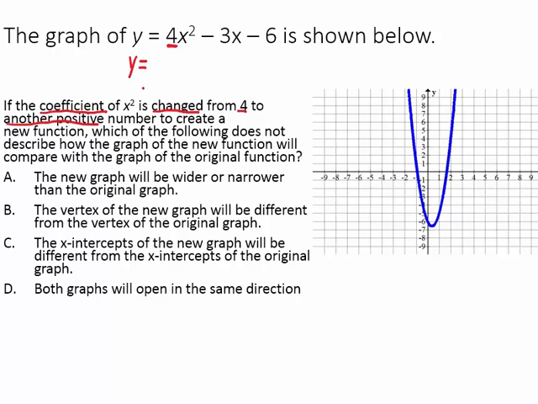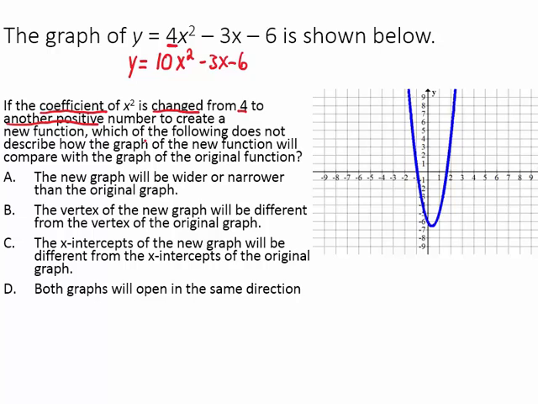Now it doesn't tell us what to change it to. It just says that it's going to be changed to another positive number. So it just needs to be positive. So I'm going to pick another positive number, one that's enough different from the 4 that when I graph it I'll be able to see a difference. So I chose 10 because 10's quite a bit bigger than 4. Don't worry, if you pick a number like 5 or 6 you can probably still see the difference too. And if you don't see much of a difference by picking a smaller number, just pick an even bigger one. So y is equal to 10x squared minus 3x minus 6. Now the rest of it stays exactly as it is.